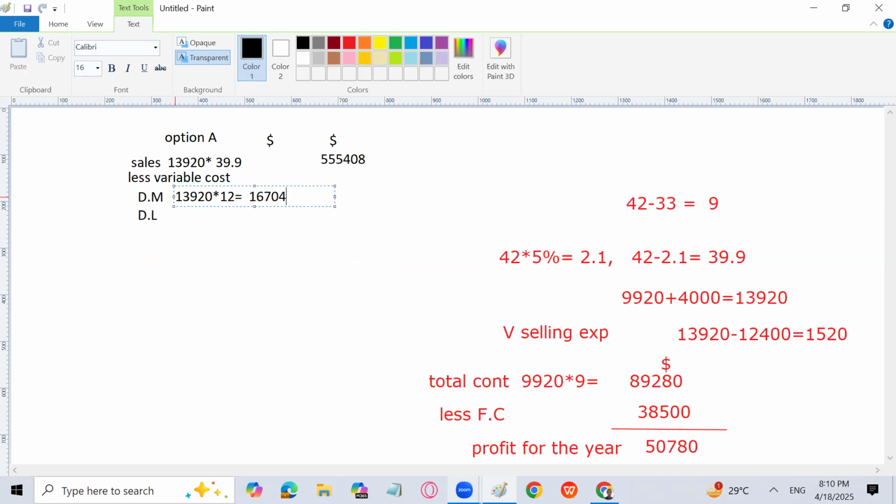167,040. Then again for direct labor, for 12,400 units, the direct labor is 18 per unit. How much? 223,200. But for the units above that, since 13,920 units have been sold, the above units are 1,520. For that, the direct labor is 22.5 because it is 25% more than the direct labor. So that is 34,200. Now we will write the variable overhead.